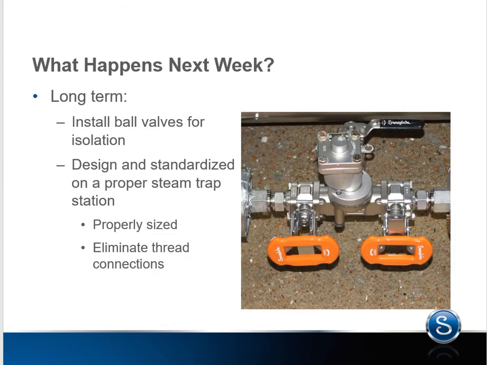Long term, install ball valves for isolation. As you can see here, this is a system called a universal connector steam trap station. It has the strainer built in with the strainer blowdown valve, and the steam trap uses tubing and tube connectors, thus eliminating the leakage. And that's a common steam trap station.